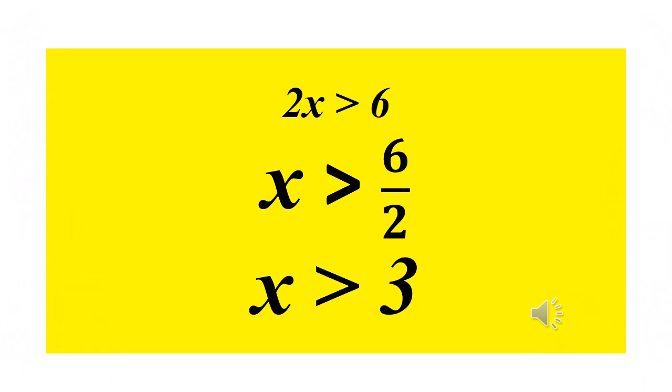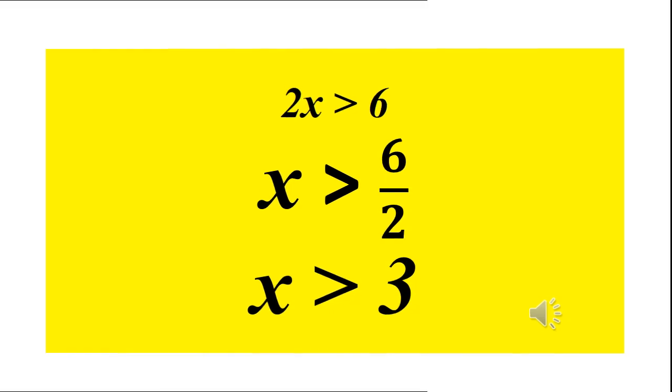So 2x greater than 6, we divide both sides by the coefficient of x, which is 2. So we have x greater than 6 divided by 2, then x greater than 3. That is the first value that we get when 11 is positive.